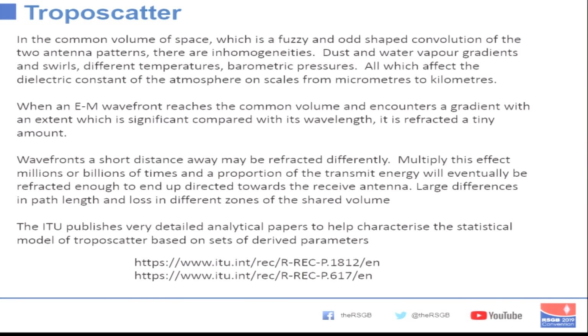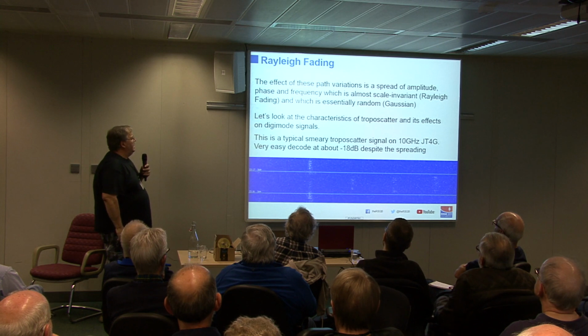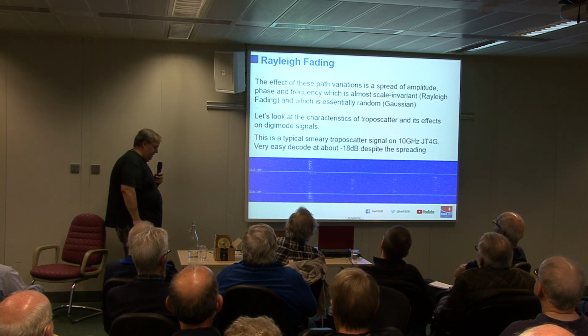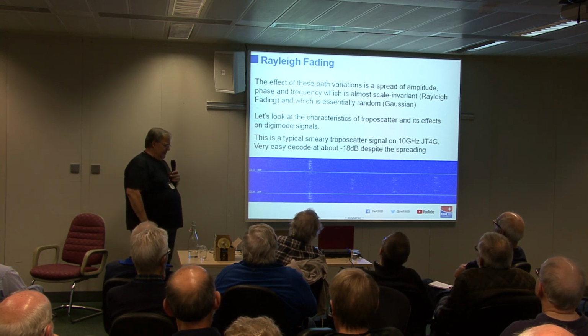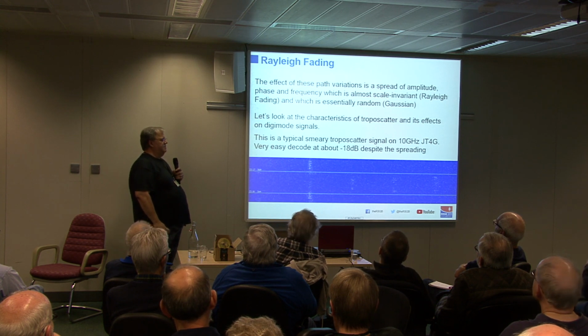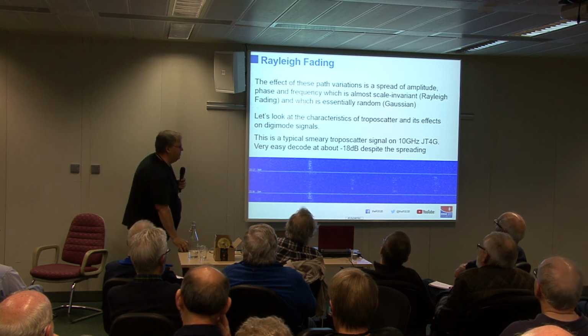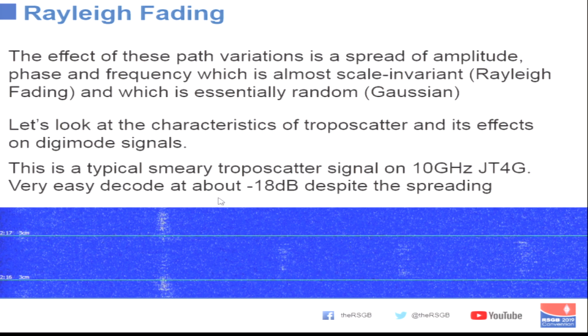There are some wonderful models. If you're ever feeling that you can't get to sleep one night, just have a look at those ITU papers, marvellous things. And this is called Rayleigh fading. It's a scale invariant fading, so it's happening at scales from probably milliseconds to minutes. And it follows almost a Gaussian curve.